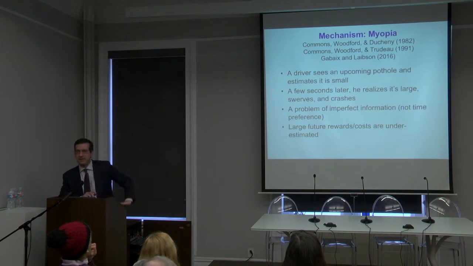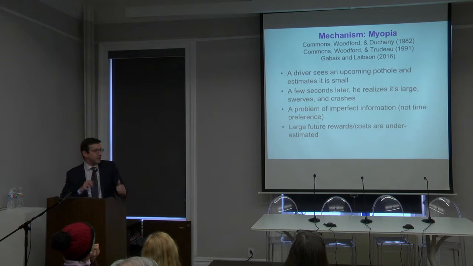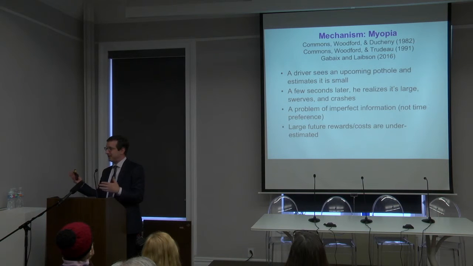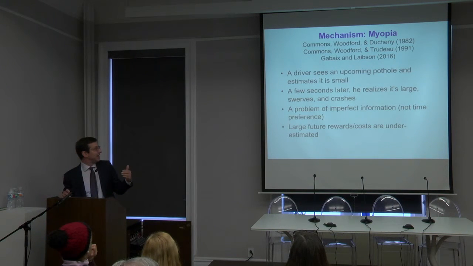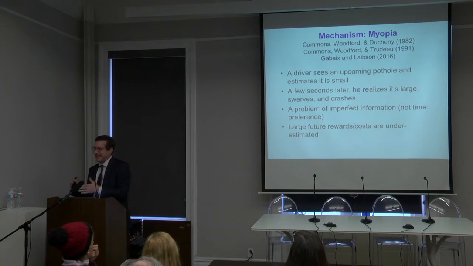Here's an example to kind of motivate the conversation. Imagine a driver who sees an upcoming pothole and estimates that it's very small, maybe just a dip in the road, she thinks. But a few seconds later, as she approaches the pothole, she realizes it's car size. And she's got to get out of the way quickly or she's going to damage her car, or worse, she swerves, she crashes. Is that because she was so impatient that she didn't care about what was going to happen 4 seconds later, and that's why she was engaged in this passive, inactive driving? No. This was imperfect information, not impatience, that led her to fail to slow down when she first noticed the irregularity in the road.